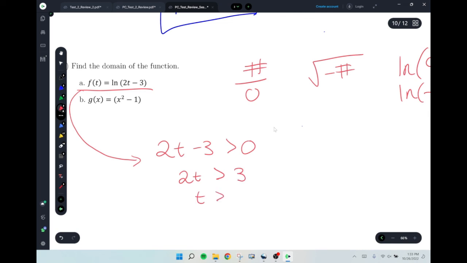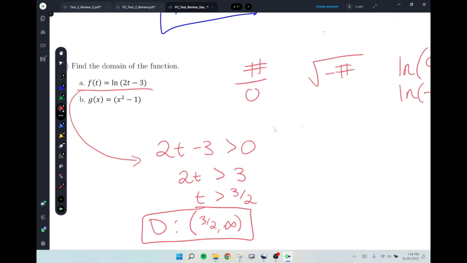2t is greater than 3. t better be bigger than 3 over 2. That's it. That's the whole domain. So you can write 3 over 2, comma, infinity. There's your domain. Good question. That's a good one.